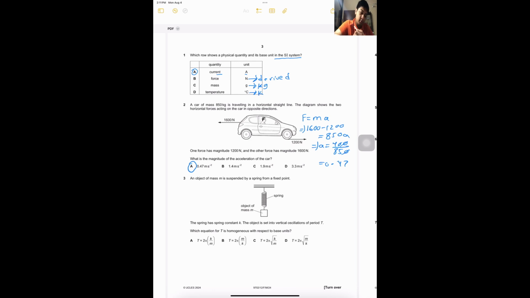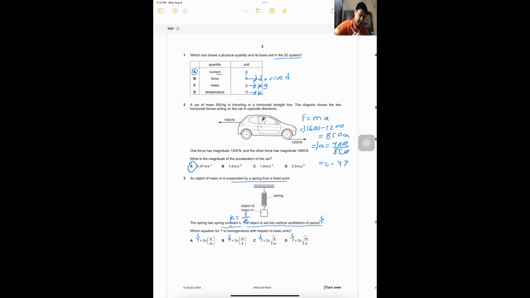Question 3. An object of mass m is suspended by a spring from a fixed point. The spring has a spring constant k. The object is set into vertical oscillations of period t. So k equal to f by x, right? Where f is the force and x is the extension, and period has a unit of s. So the left hand side always will have a unit s. So the right hand side will also have to have a unit of s.